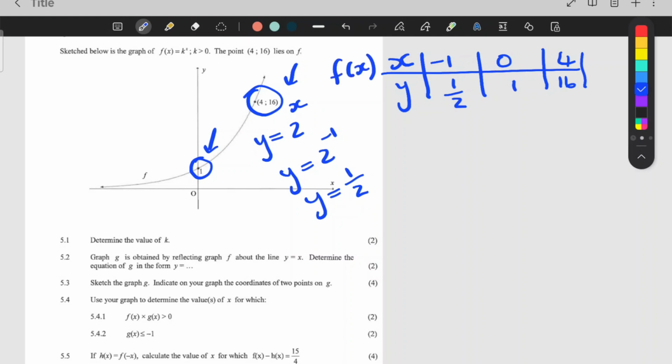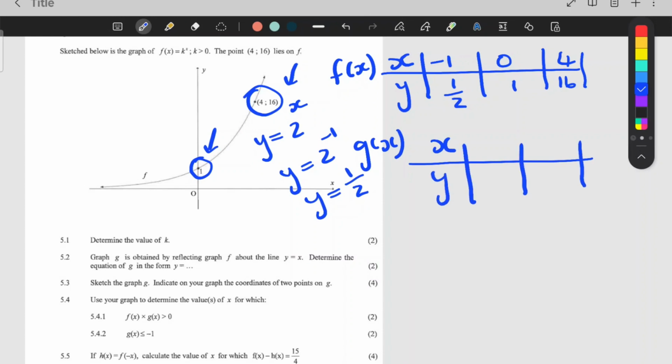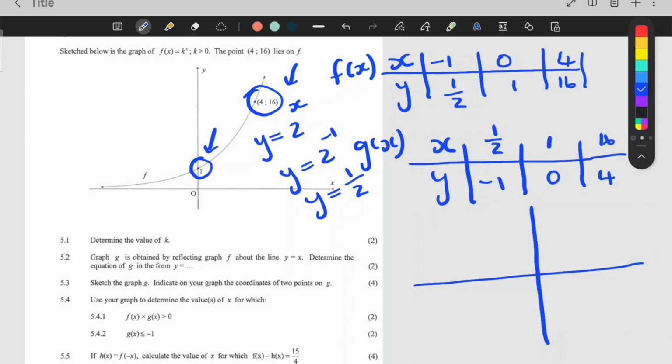This is f of x. So to do the inverse, I'm simply going to swap these points around. So (-1; 1/2) becomes (1/2; -1), (0; 1) becomes (1; 0), (4; 16) becomes (16; 4). And then I'm just going to plot those points. You can use any points, eh? So I'm going to use (1/2; -1) somewhere there, (1; 0) and (16; 4) somewhere there. So then this graph will look like this. They wanted 2 points, so (1; 0), and this point, if this is (4; 16), this one is (16; 4). And there you have g of x, just like that.